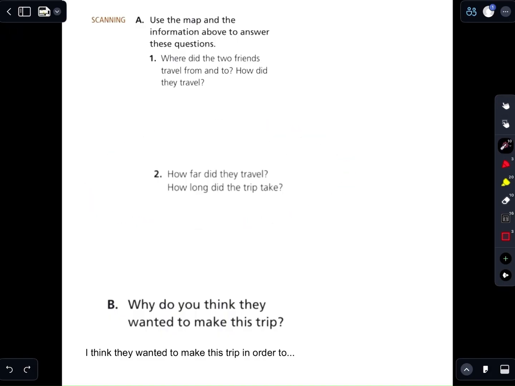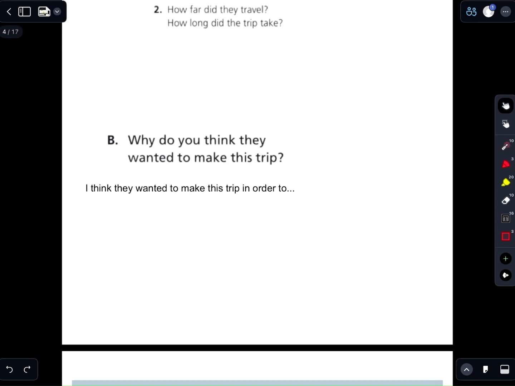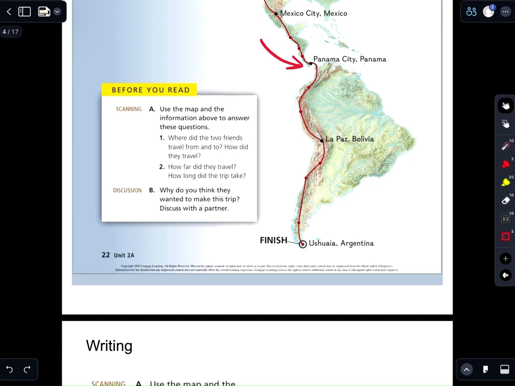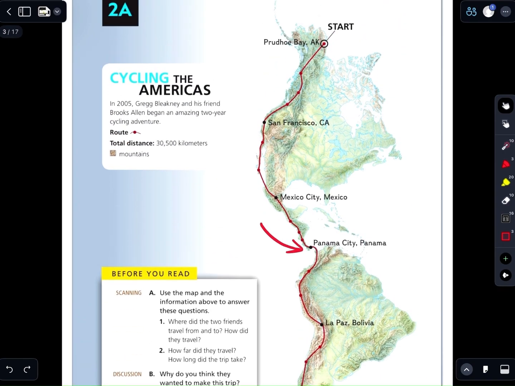And then how far did they travel? How long did the trip take? You can just look at the infographic for those answers. And then why do you think they wanted to make this trip? This is a nice question because now you can think about why two people would want to make this really, really long trip, which took a really long time.